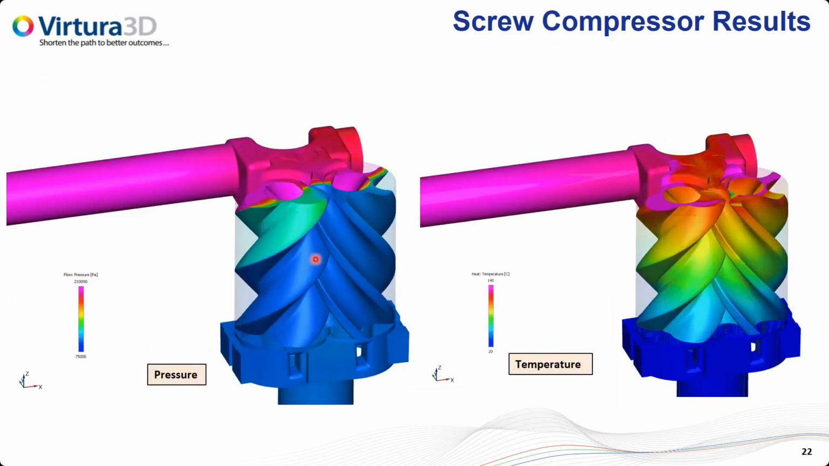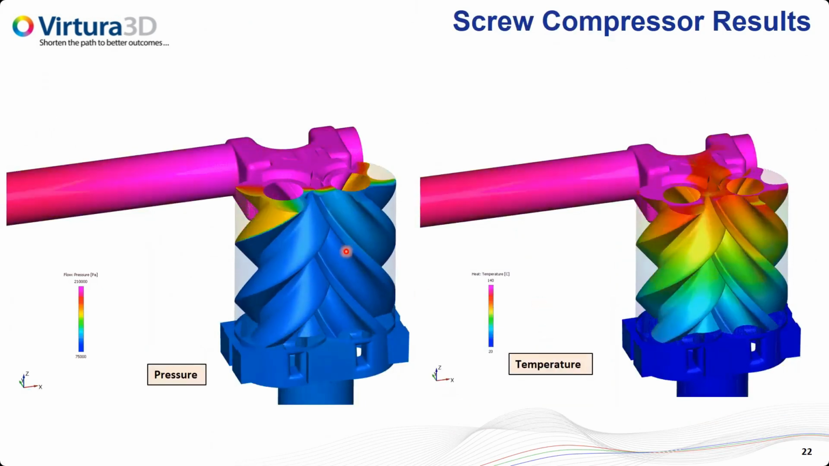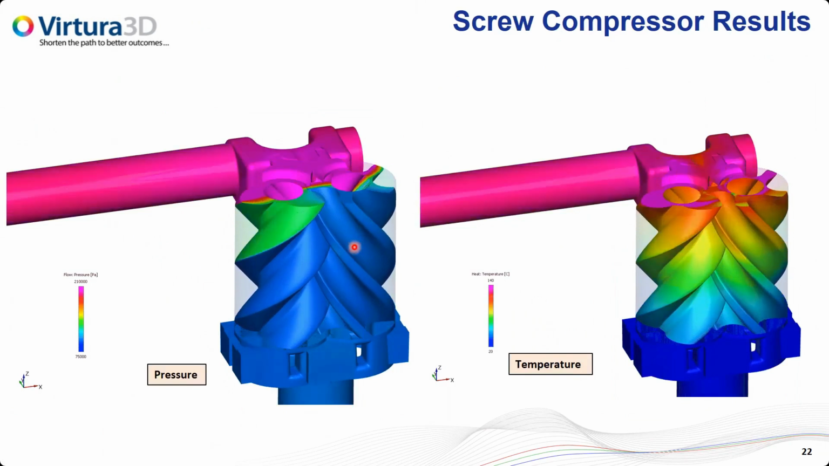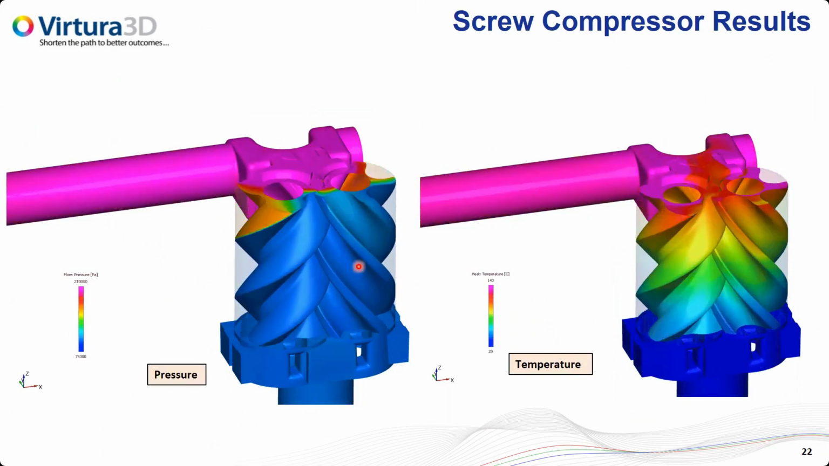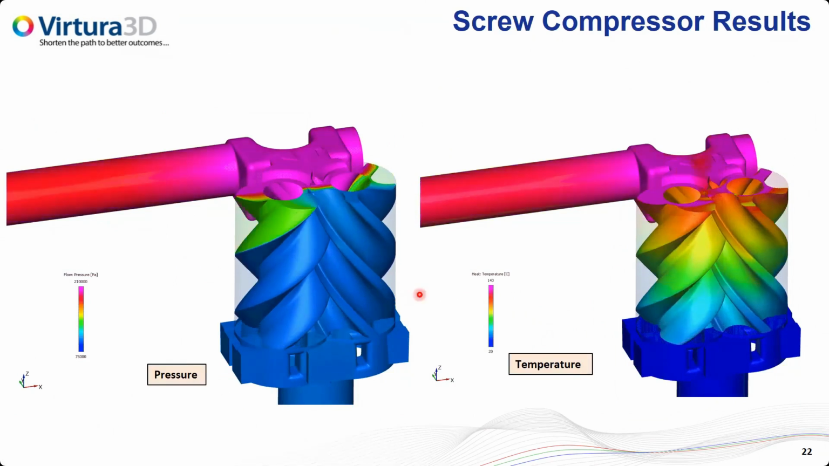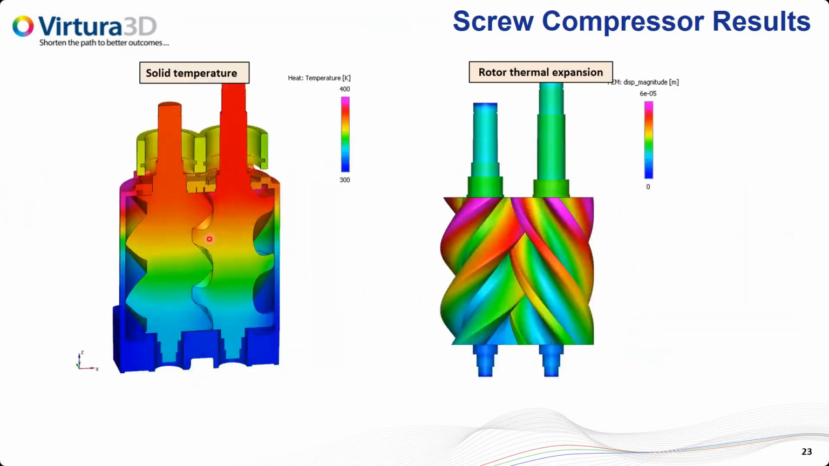This is a pressure contour and a temperature contour. There is no necessity to babysit this process. You will be guaranteed a solution, and you're not going to diverge. This is something that we have done quite a lot of cases with the general gear template, and it's extremely robust. And here you're looking at the solid temperatures and then the rotor thermal expansion that is plotted.